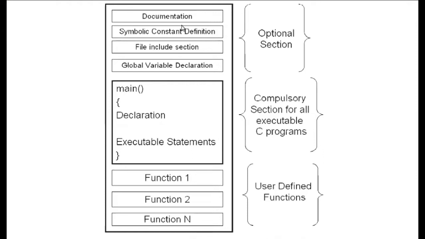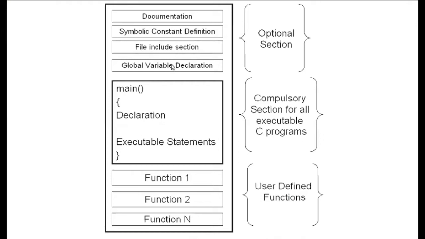Then comes symbolic constant definition that we are going to see in the next program. What is symbolic constant? Okay. Then comes the file include section. So we have used #include <stdio.h>. That is called the file include section. Before our program starts, whatever we have written in this section, these files are attached with our program.